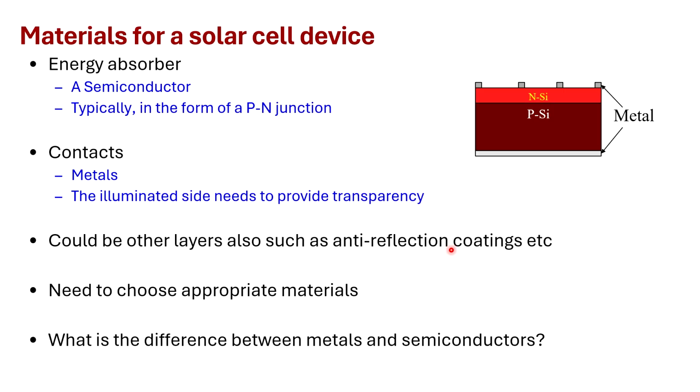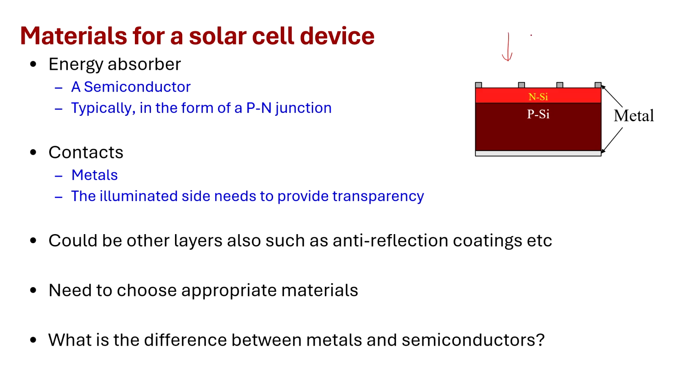So before we move on to semiconductors, let's just briefly see what are the materials that we require in a solar cell device. At the very simplest, a solar cell device will consist of a p-n junction, typically a p-type silicon wafer. On top of that we have an n-type silicon region, and at the very simplest it will have contacts on two sides, one on the back side, one on the front side.